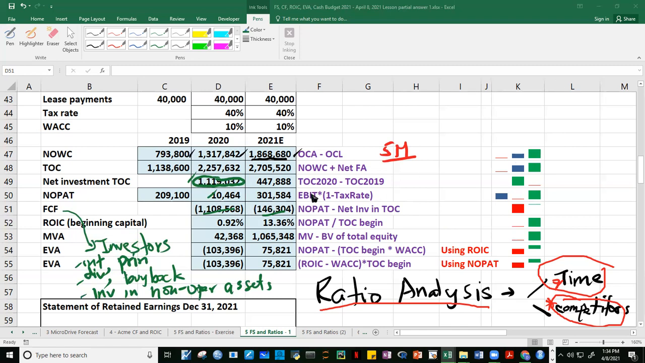Kasi kung yung EBIT mo negative, siyempre negative na yung NOPAT. No? Kasi negative mo, babawasan mo pa. So, a negative number minus a positive number. Okay? Right? So, pwede maging negative yung NOPAT. So, pag negative yung NOPAT, guys, tapos babawasan pa natin ng net investment, lalo magiging negative yung free cash flow natin. So, again, back to my question, okay ba kung negative yung free cash flow?